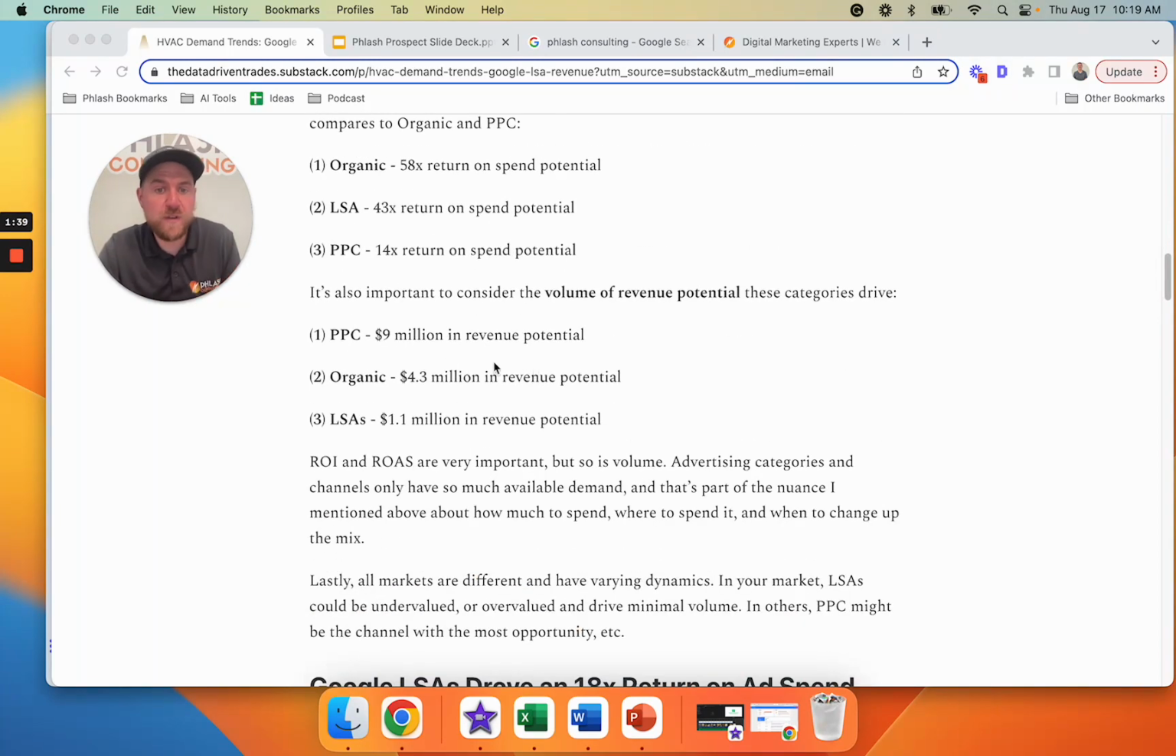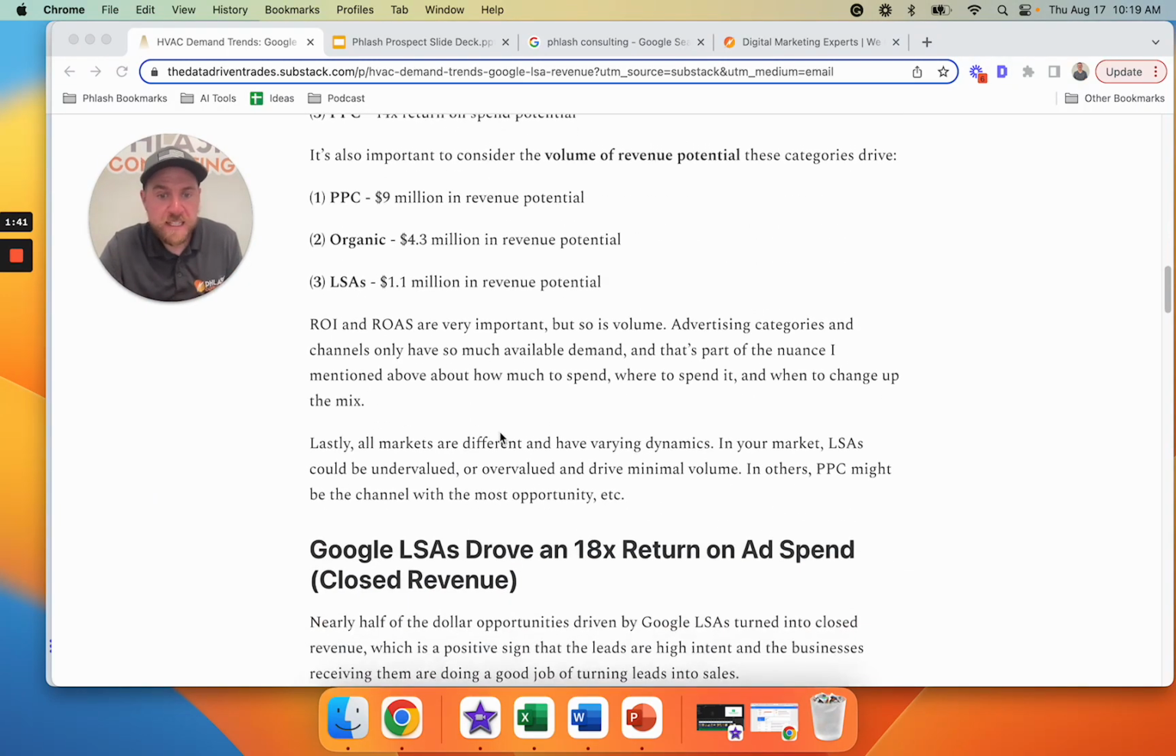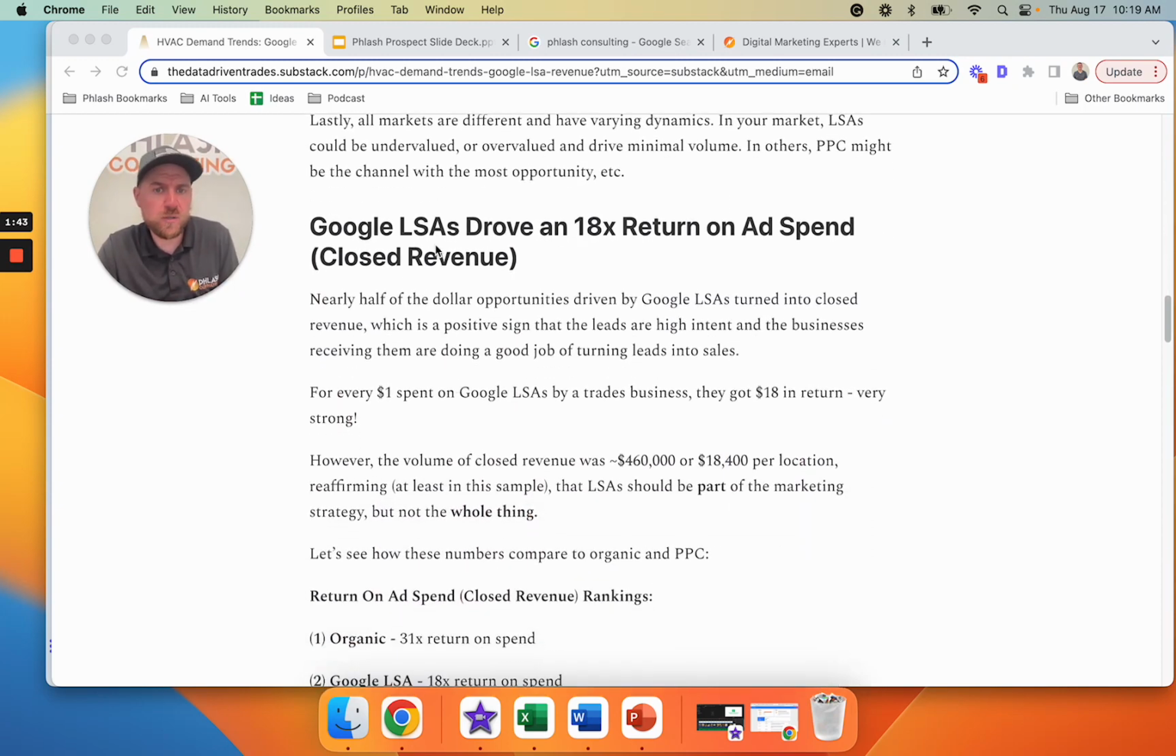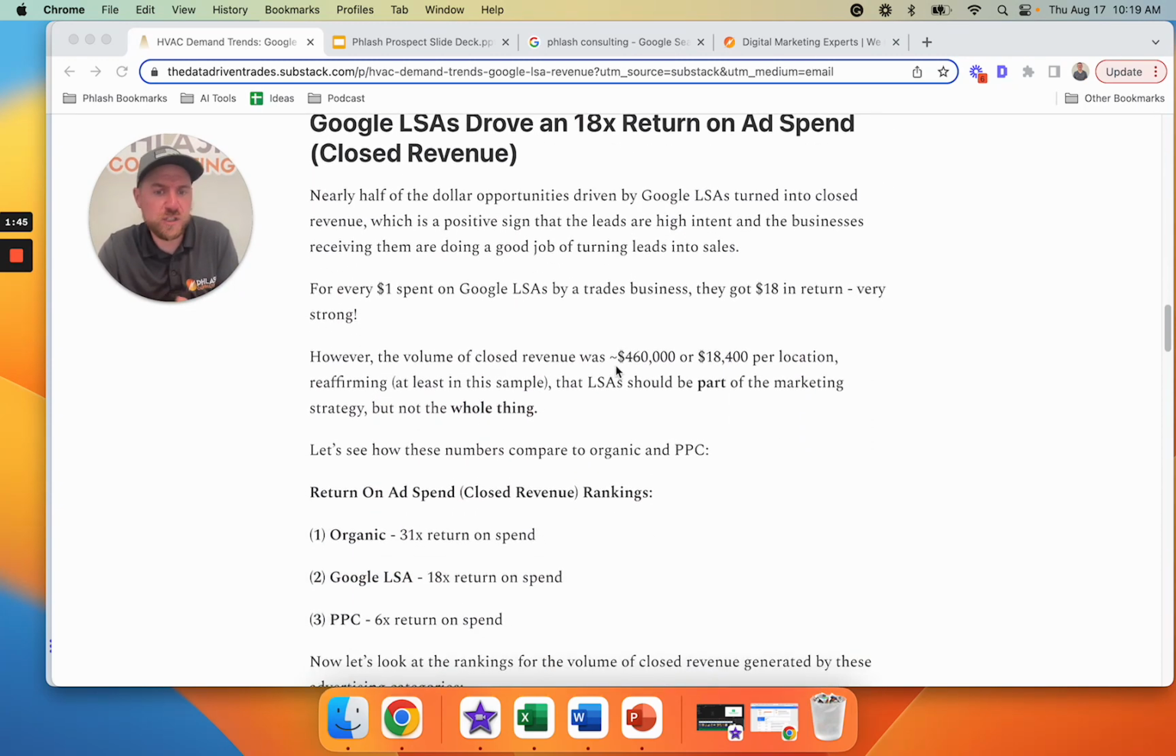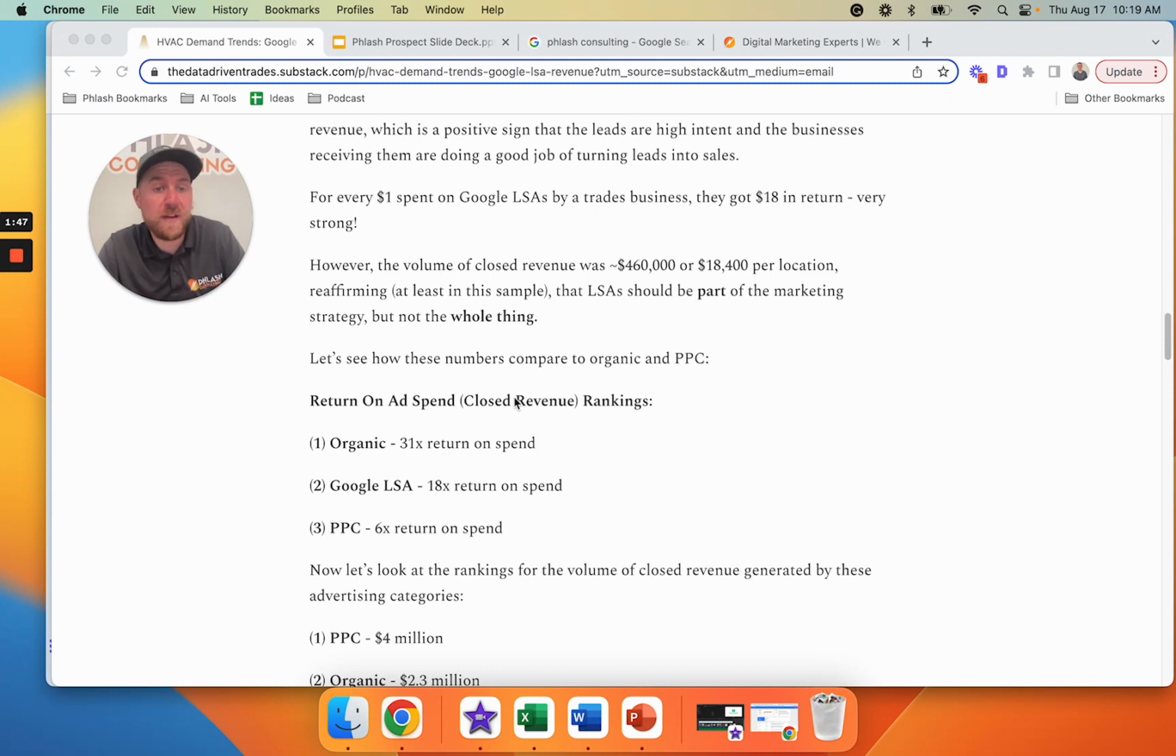Here's the actual revenue potentials that they broke down. You can see that Google local service ads drove an 18x return on spend. So this is actually closed revenue. So not just potential revenue, but actually what people closed. Organic, 31x. Google local service ads, 18x, which is amazing. Pay-per-click, 6x return on spend.